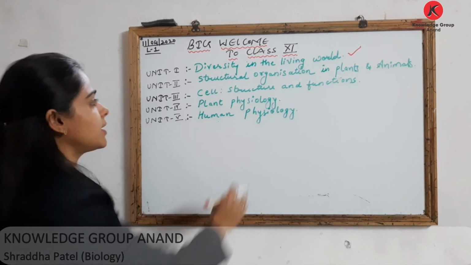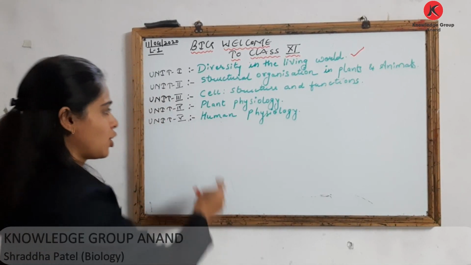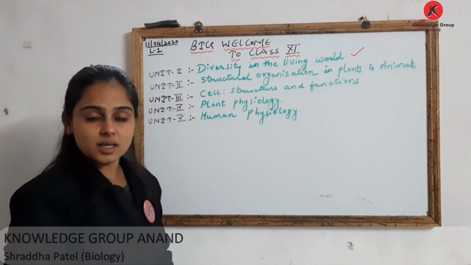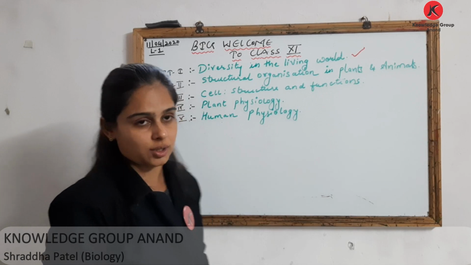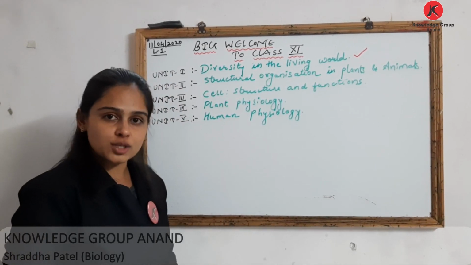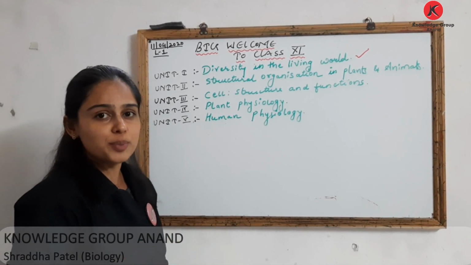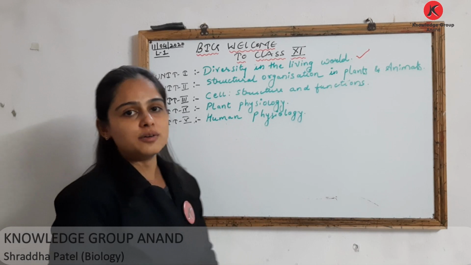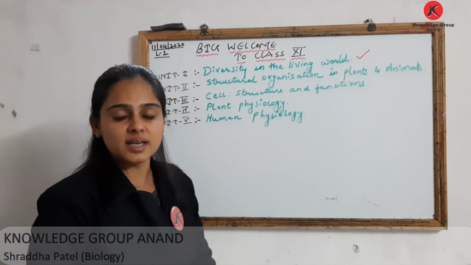Your second unit is structural organization in plants and animals. Your third unit is cell, in which we are going to understand its detailed structure and function. Then comes your unit 4, that is plant physiology, and last is your 5th unit, which is very interesting to you people, that is your human physiology. So this is general description of your class 11 book.